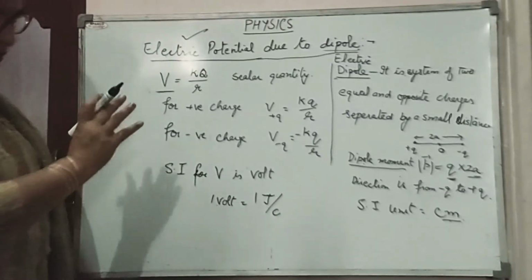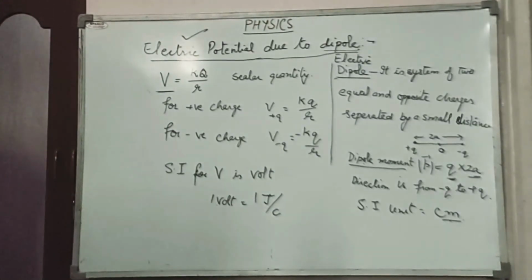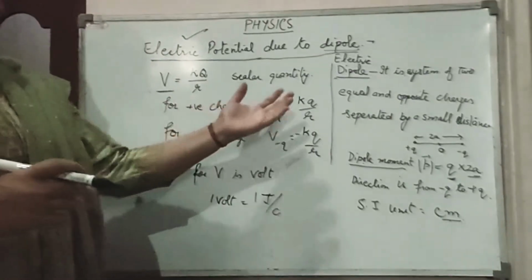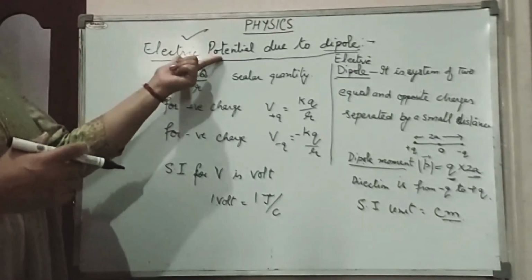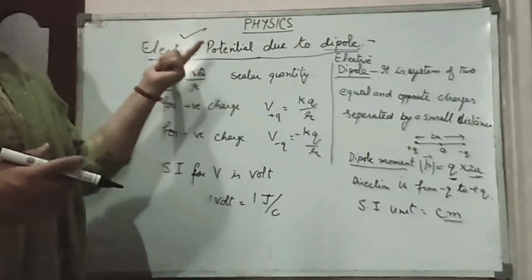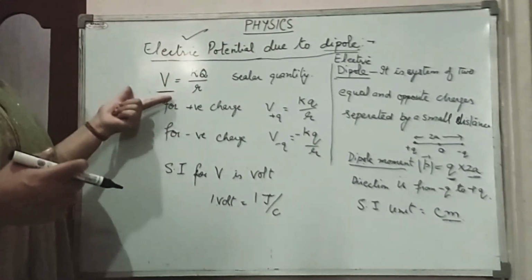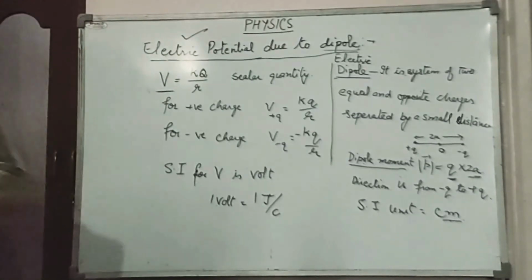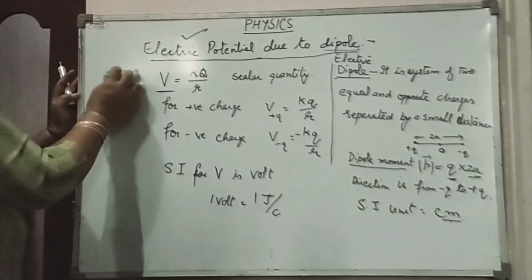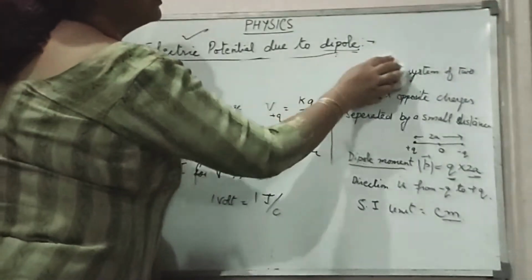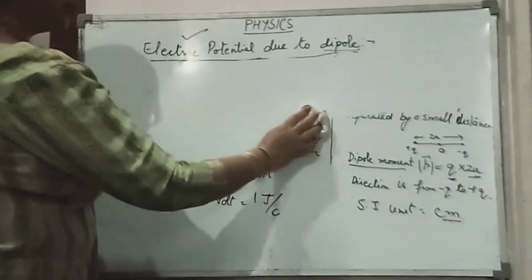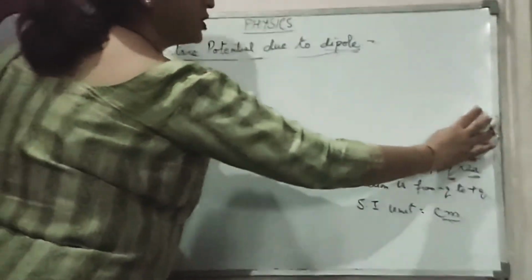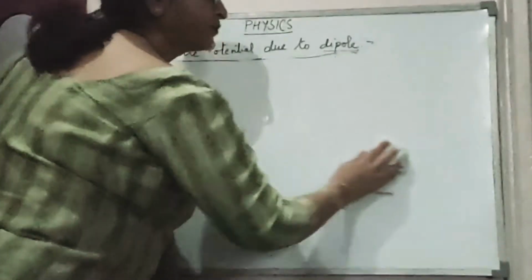This was the introduction about the terms which we will use, because we have to find out electric potential due to dipole. So we must be aware what is electric potential and what is electric dipole, so that we can easily derive the relation for the electric potential due to dipole. Now let's derive the relation for electric potential due to dipole.